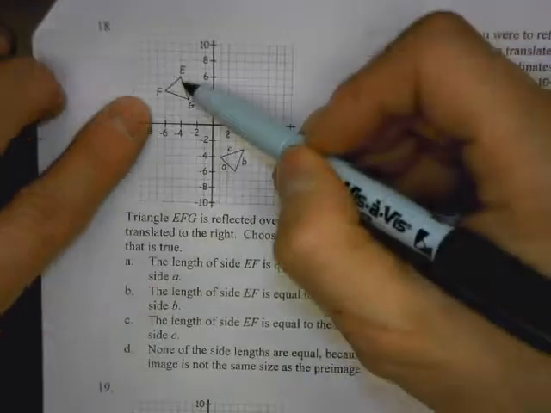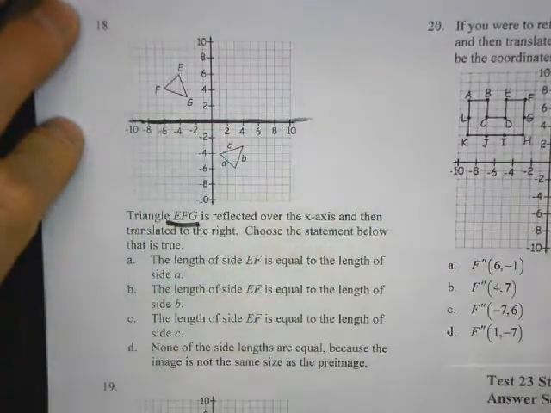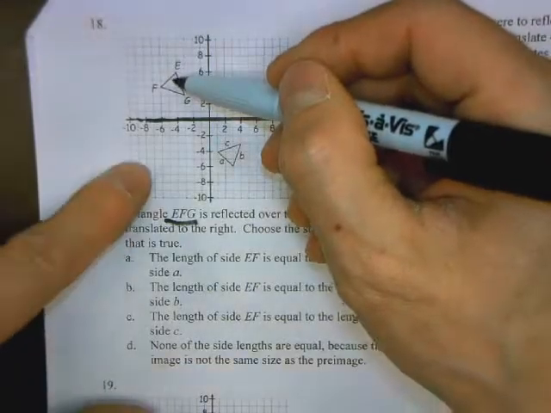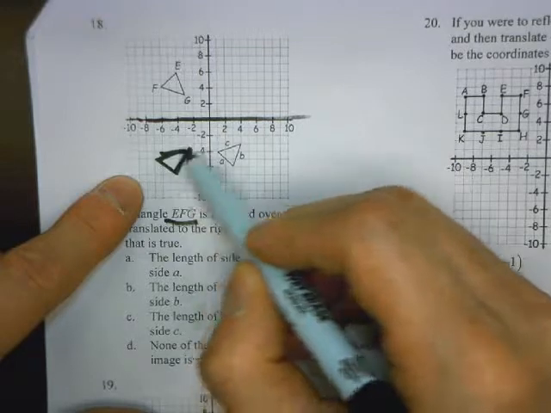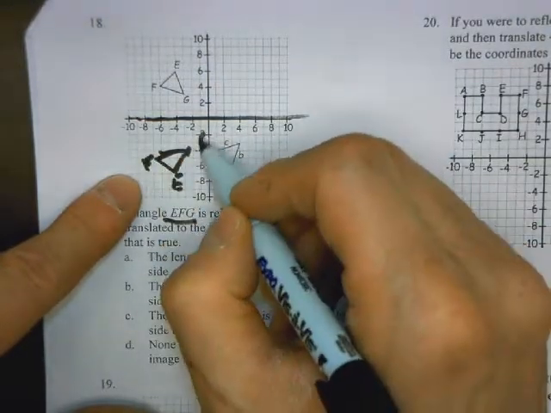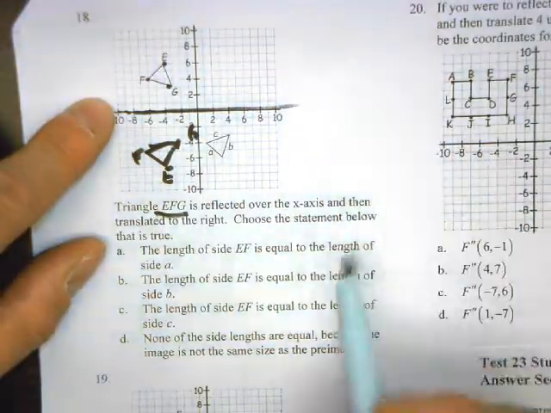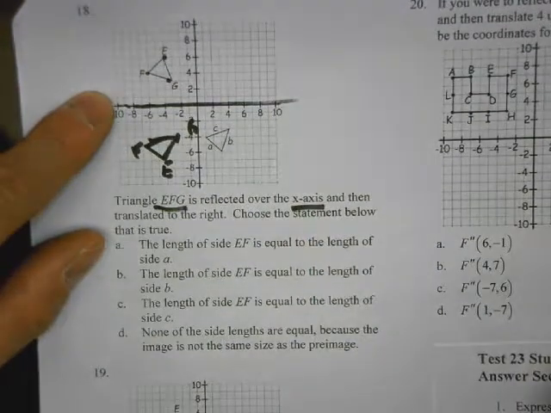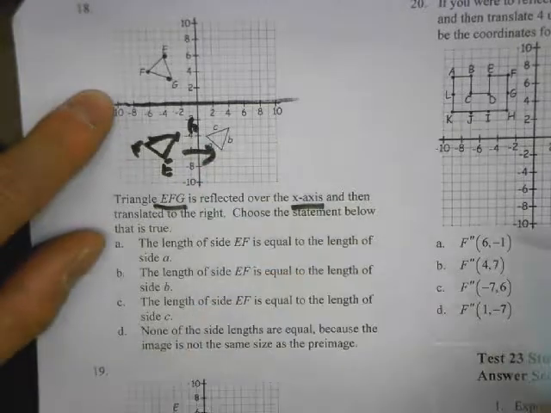All right, number 15. You see this here? It says that EFG was reflected over the x-axis right here, and then translated to the right. Choose a statement that's true. If it got reflected, it got flipped. So it's going to look kind of like this now, because it's going to get flipped over like this. E is down here, F is here, and G is here. If you're confused about that, just take the coordinates, write them down, and to reflect over the x, remember you change the sign for all the y coordinates, and you'll see exactly where it's supposed to be. Then it slid this way.